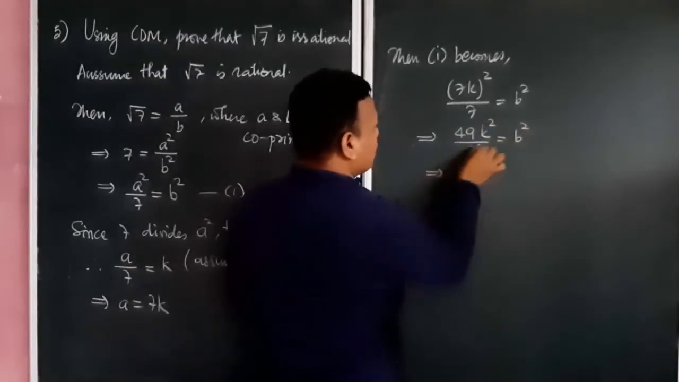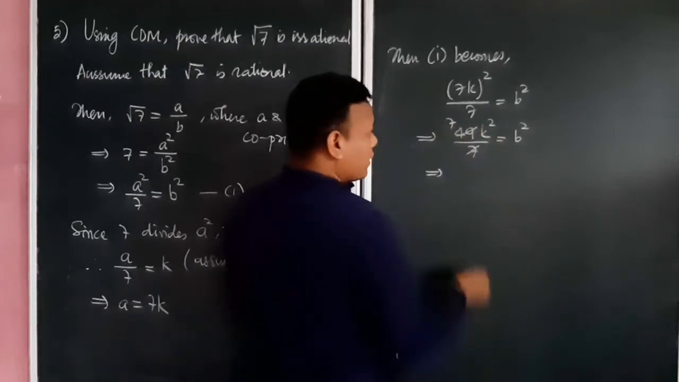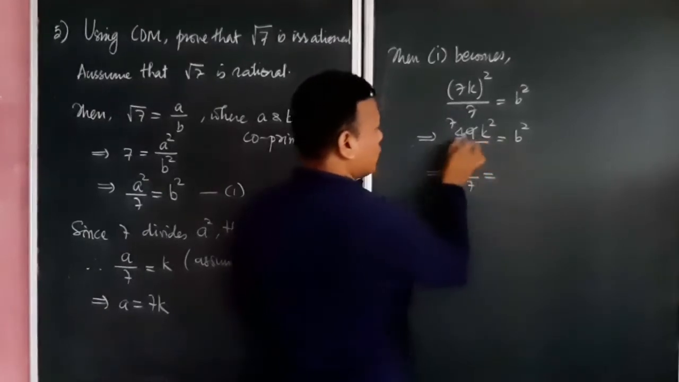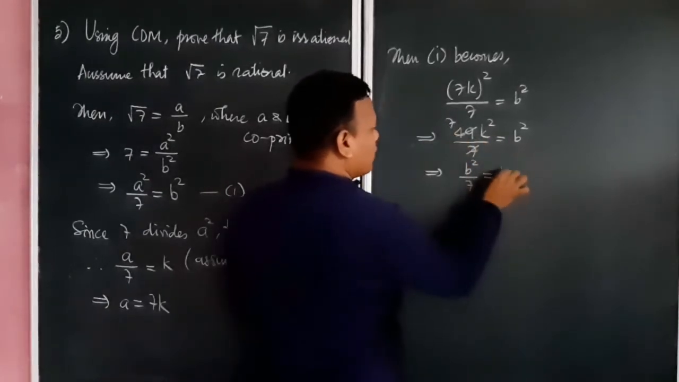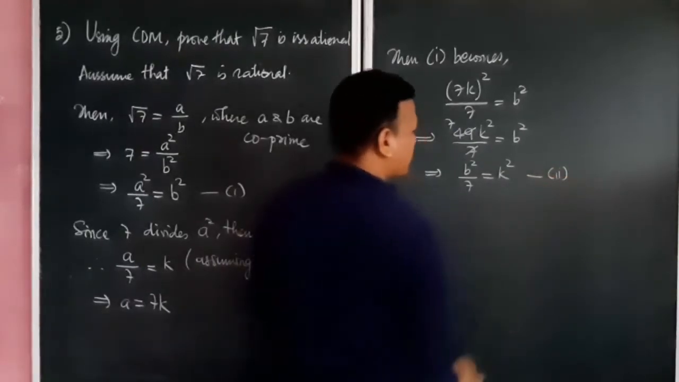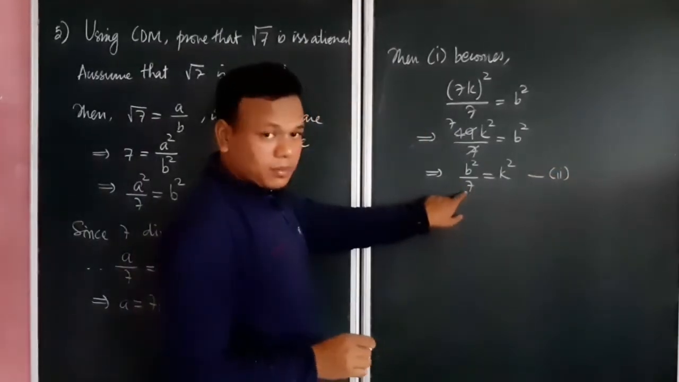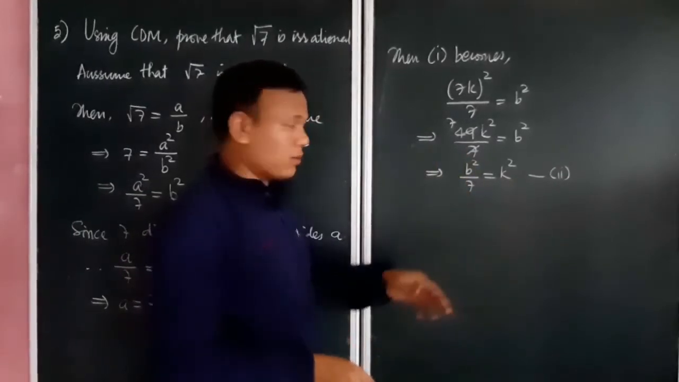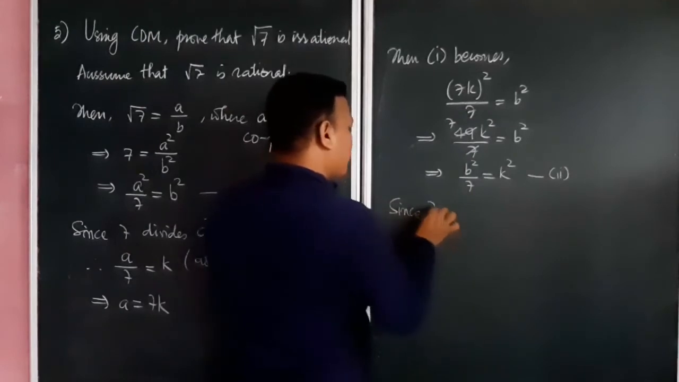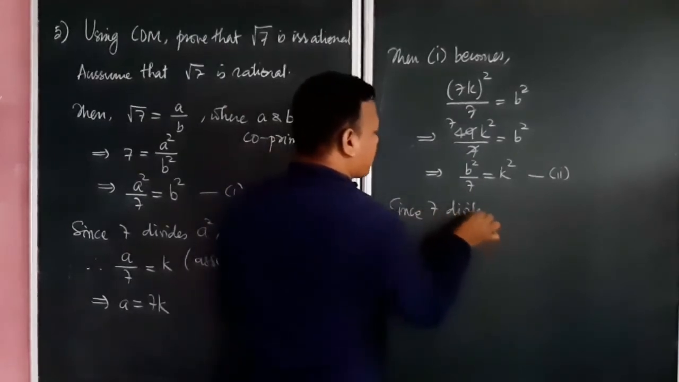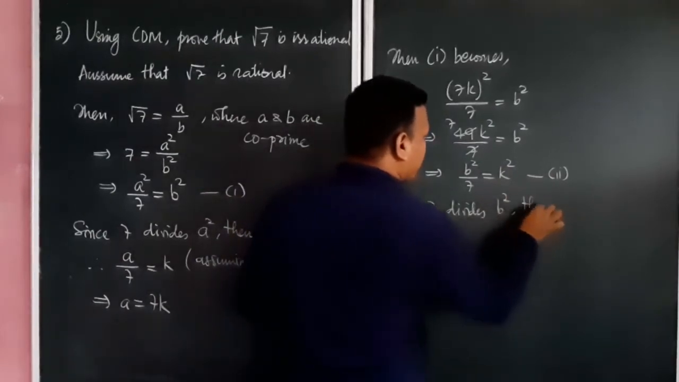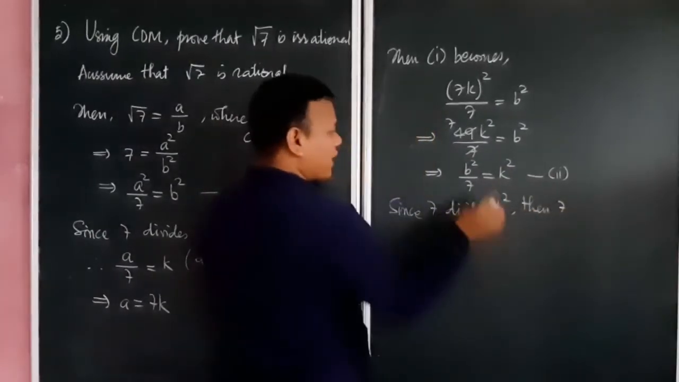So from here, this and this get cancelled, this is 7, right? So from here we see that b square by 7 equals, see here, this 7 is taken down, so b square by 7 is k square. Let me call this equation 2. Now see here, 7 is a prime number. Again I am making use of the same theorem. Okay, so since 7 divides b square, then 7 must divide b as well, right?